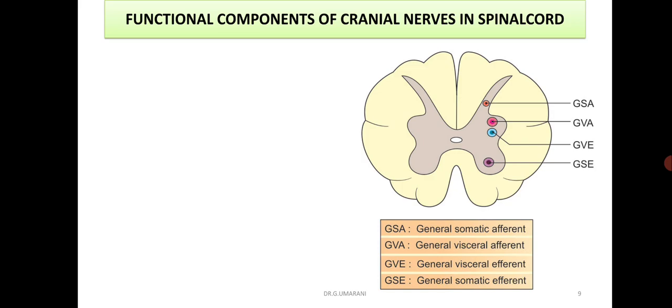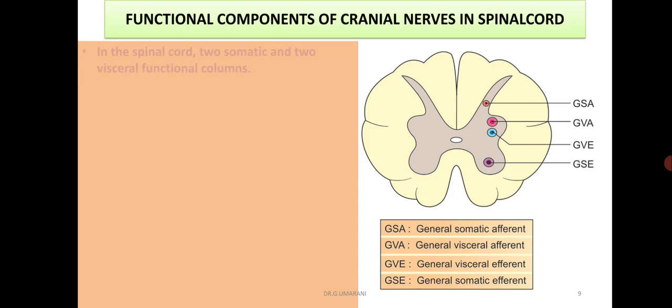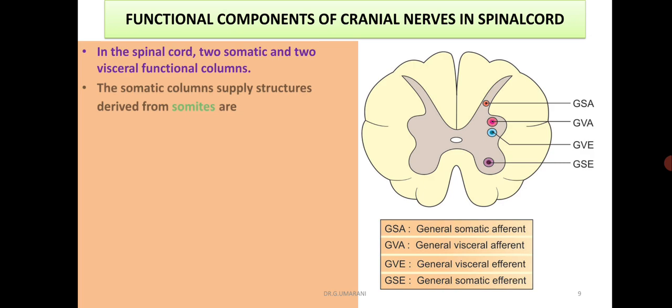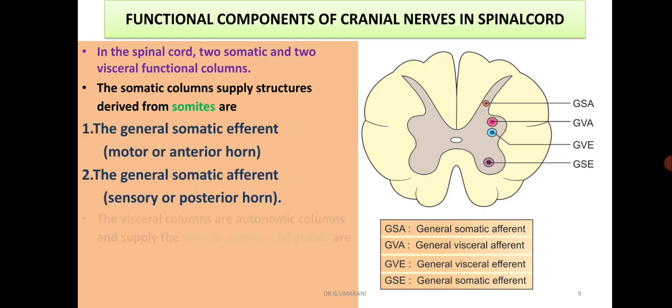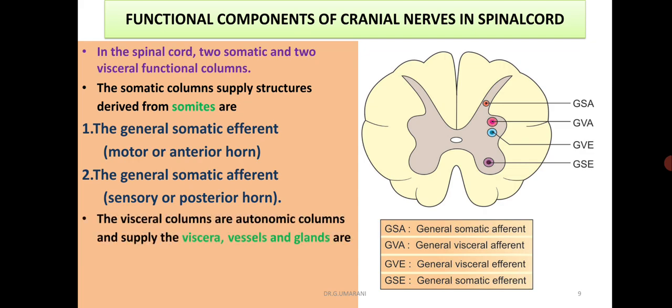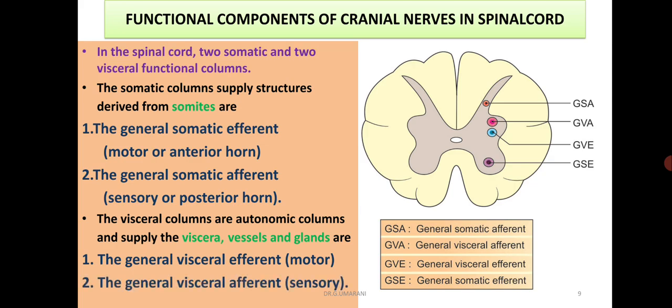So these are the functional components of the cranial nerve that we have discussed so far. Now, the components present in the spinal cord: there are four components. Two somatic and two visceral functional columns are present. Somatic columns supply structures derived from the somites; those are the general somatic afferent and general somatic efferent. Whereas visceral columns are autonomic columns; they supply viscera, vessels and glands. They are the general visceral afferent and general visceral efferent.